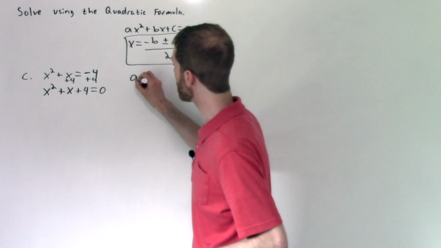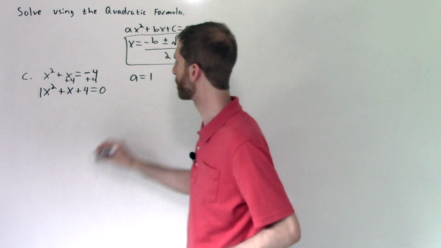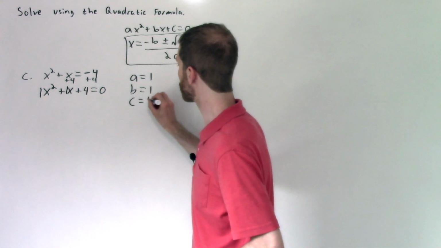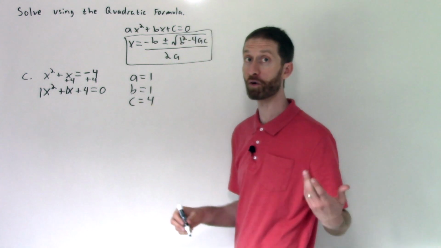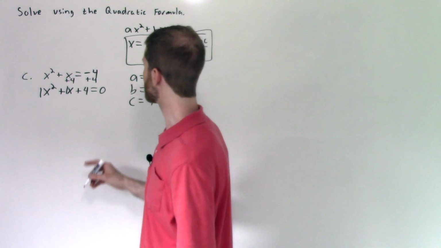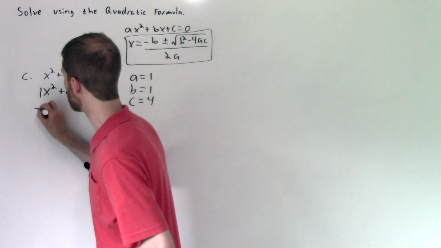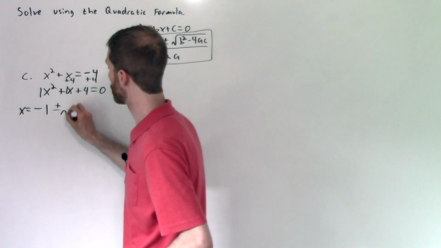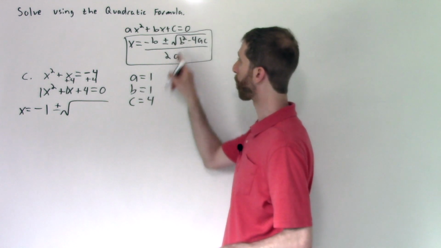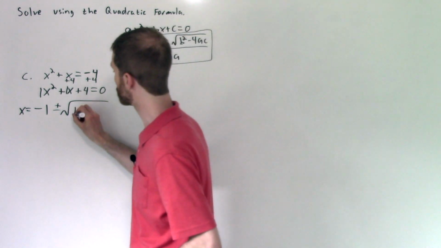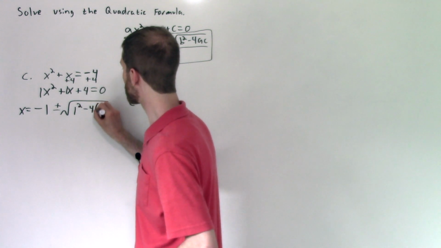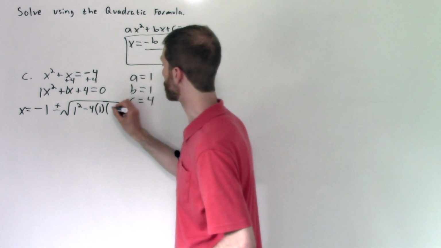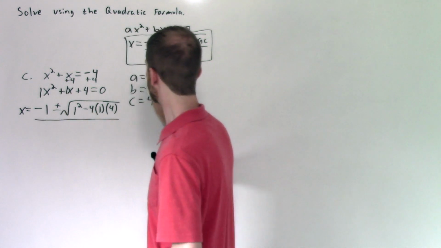So now I'm going to write out my bank like I did last time, and I've got A equals 1, a little invisible 1 right there, B equals 1, and C equals 4. Now I'm just going to use my quadratic formula and see what happens. I'm going to abbreviate this a little bit quicker. So x equals the opposite of B, which is negative 1, plus or minus the square root of b squared. That's 1 times itself, so that's going to be 1, minus 4 times a, which is 1, times c, which is 4, and that's all over 2 times a.